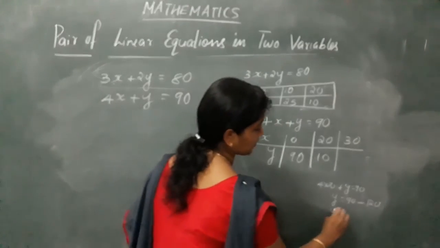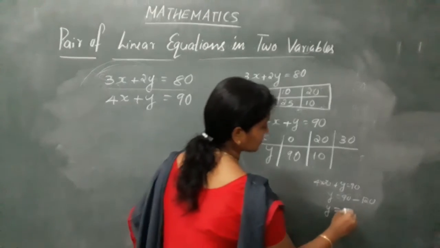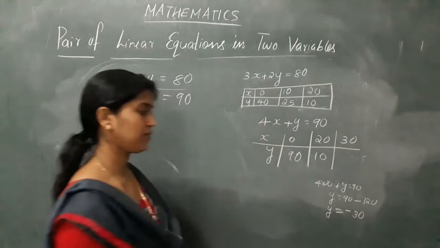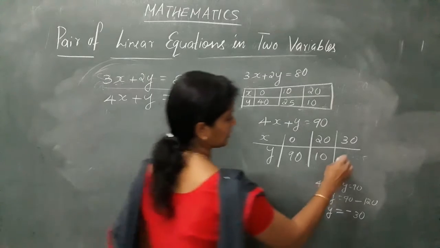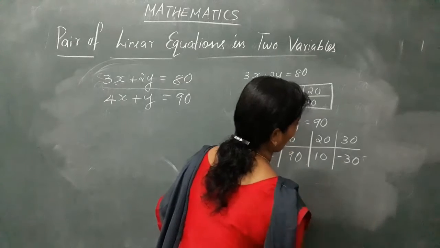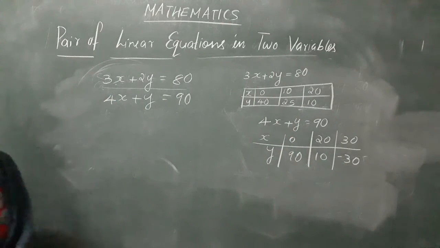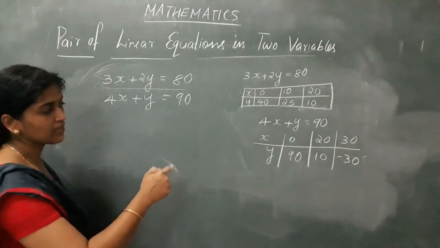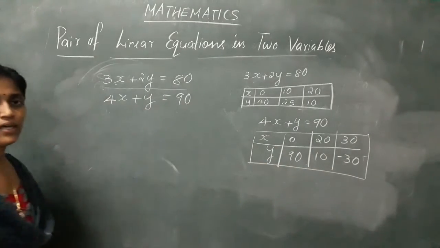So what is 90 minus 120 again? Y is equal to minus 30, isn't it? So we will get y is equal to minus 30. Clear? Understood? So here we'll get the solutions. You must put inside a box.